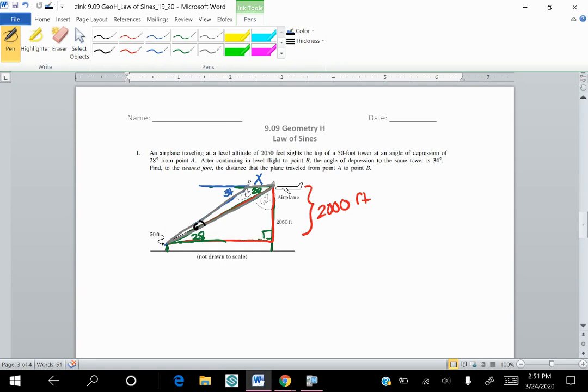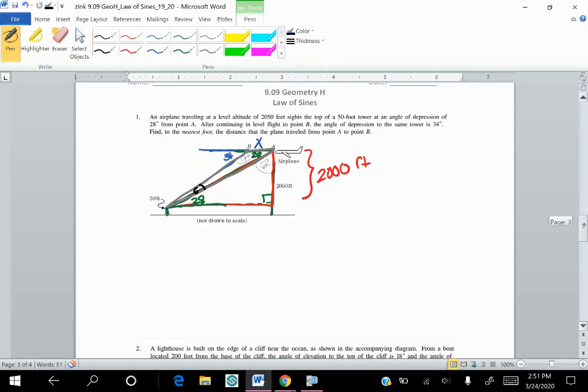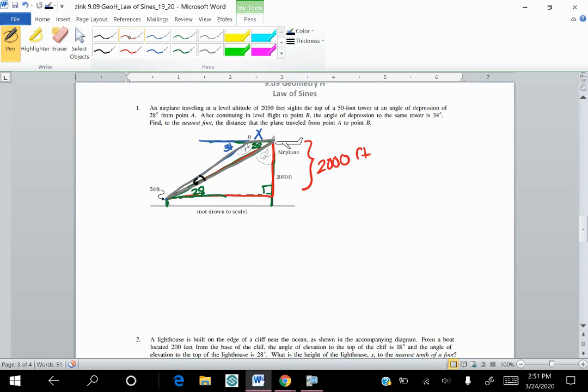So there's a couple things I might be thinking. One, I have a right triangle down here, so I could potentially use SOHCAHTOA. I also have a side over here. This side is 2,000 feet, and I know the angle across from it in this red triangle is 28 degrees, so that tells me I can use law of sines. So let's try law of sines on this one. So I'm going to take 2,000 and set it over sine of 28 equals. So I can either find this side down here or this side up here.